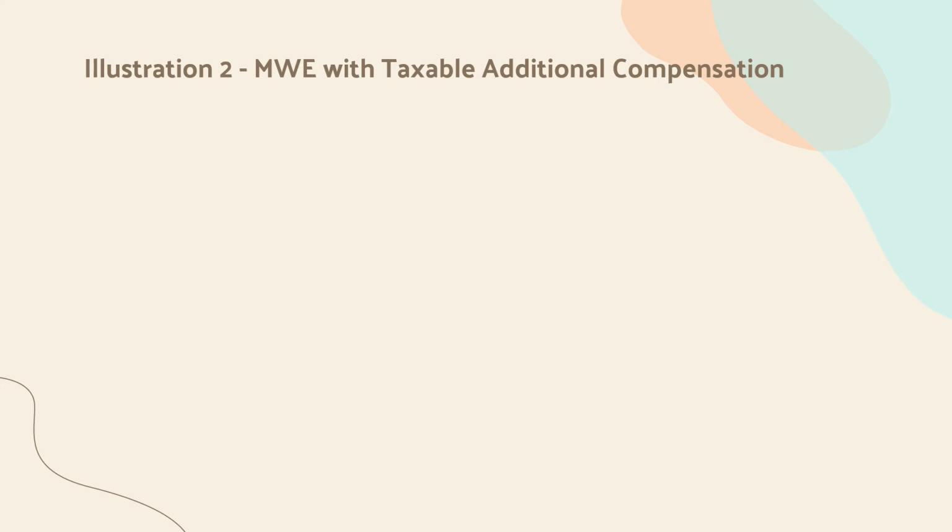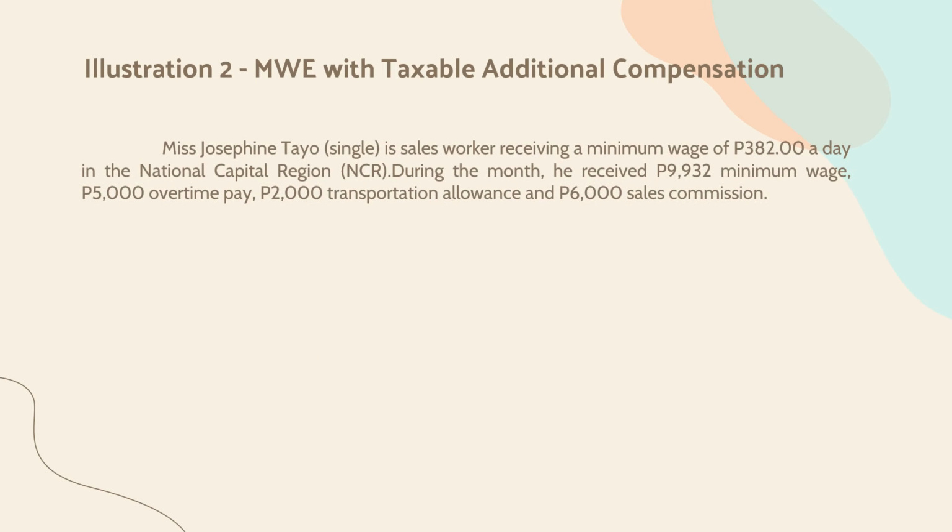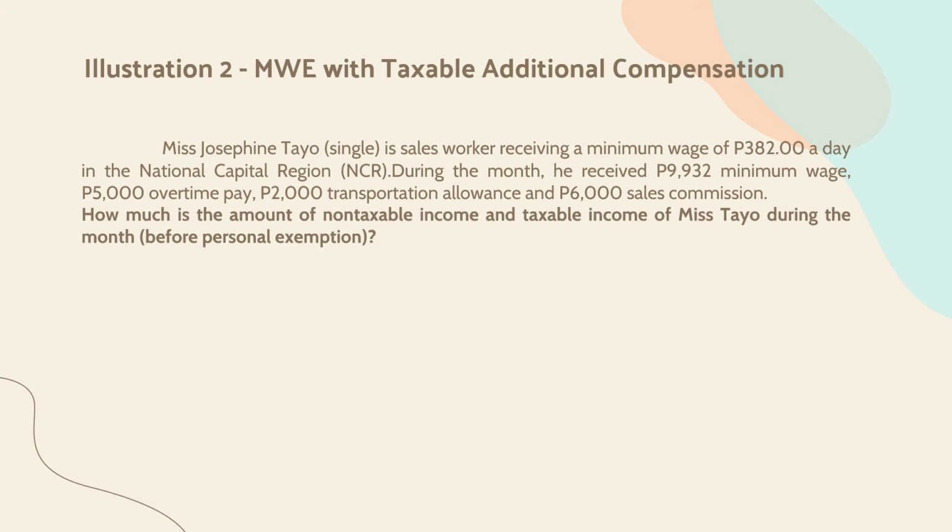Illustration number 2, minimum wage earners with taxable additional compensation. Ms. Josephine Tayo, single, is a sales worker receiving a minimum wage of 382 pesos a day in the National Capital Region. During the month, she received 9,932 minimum wage, 5,000 overtime, 2,000 transportation allowance, and 6,000 for sales commission. The question is, how much is the amount of non-taxable income and taxable income of Ms. Tayo during the month?